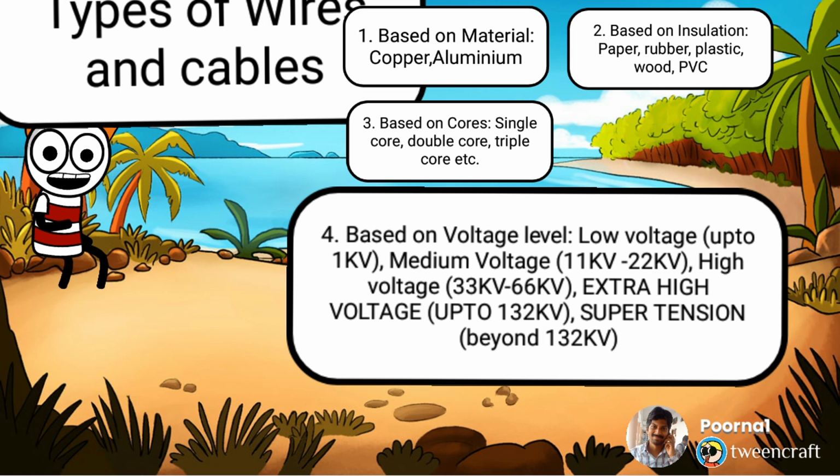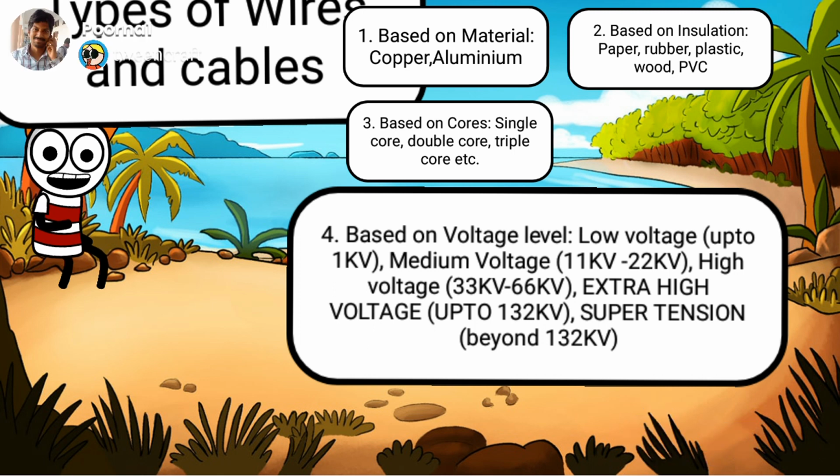Based on the voltage level: low voltage up to 1 kV, medium voltage 11 to 22 kV, high voltage 33 to 66 kV, extra high voltage up to 132 kV, and super tension voltage, that is beyond 132 kV.